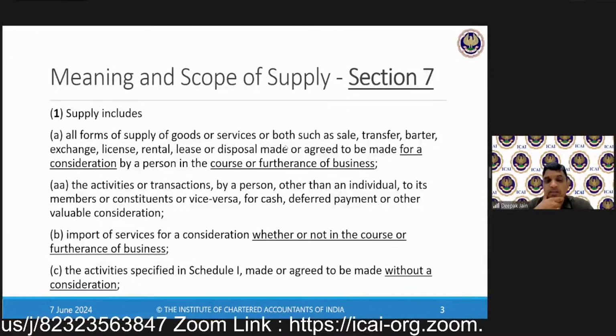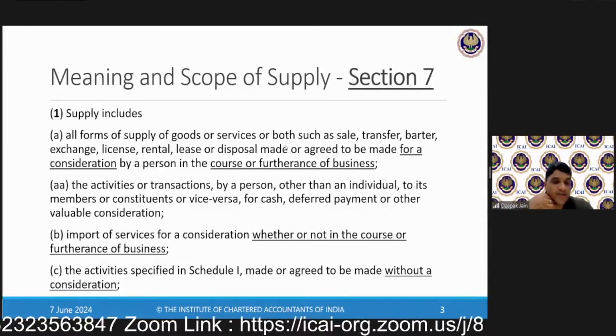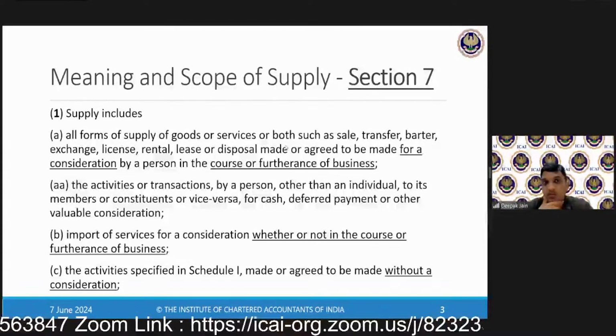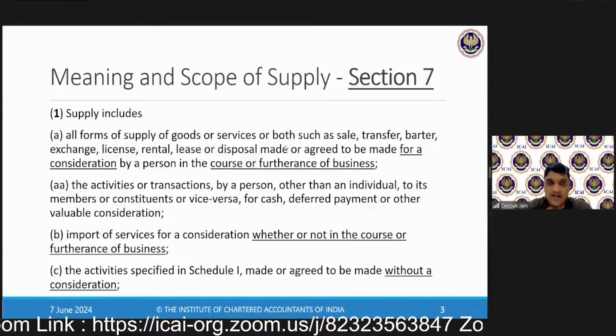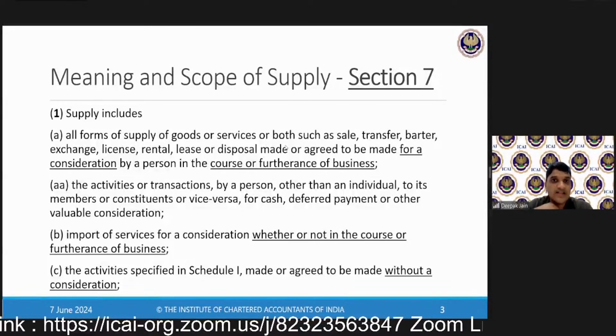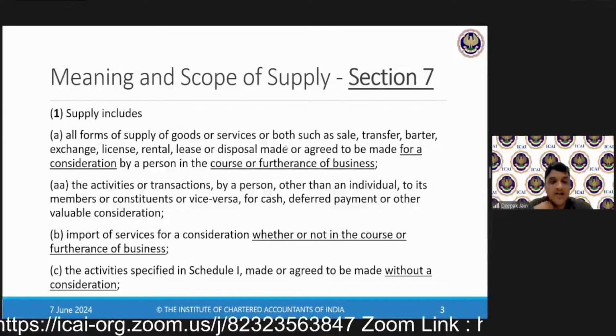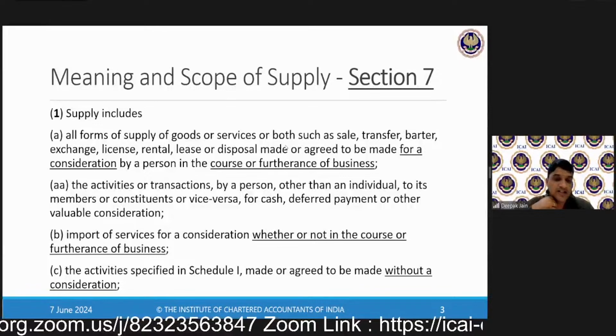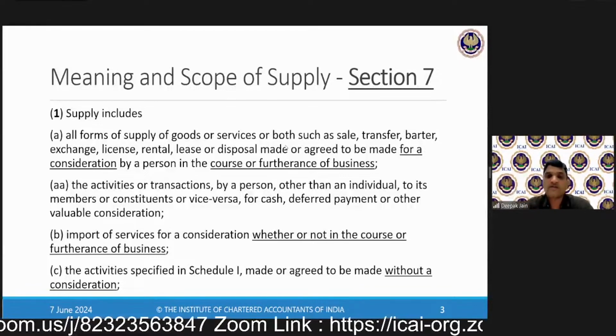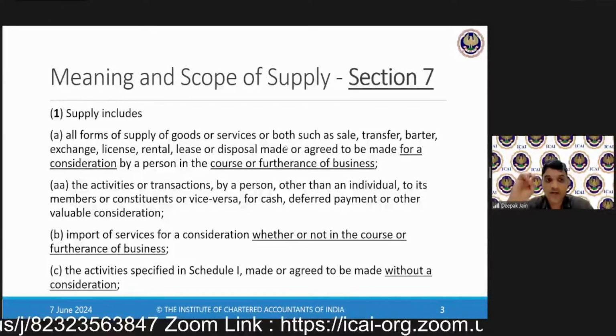Section 7 says supply includes all forms of supply of goods or services or both, such as sale, transfer, barter, exchange, license, rental, lease, or disposal made or agreed to be made for a consideration by a person in the course or furtherance of business. So what do we understand?